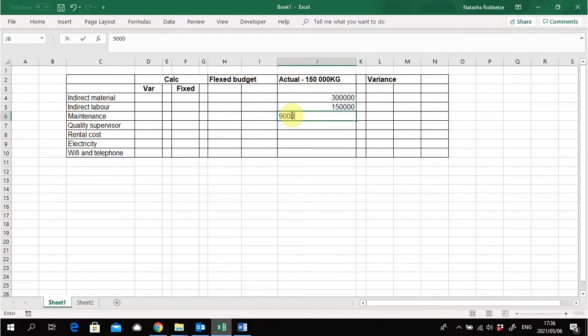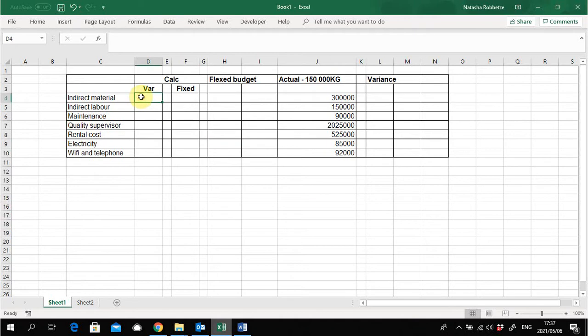Then it was 90,000. For the quality supervisor, it was 2025000. For the rental cost, it was 525000. The electricity cost was 85000, and the telephone and Wi-Fi was 92,000. All right, then I'm going to go and fill out my calculations that I have done.